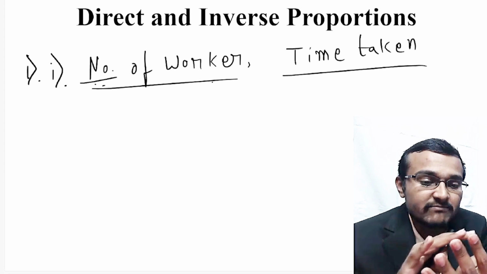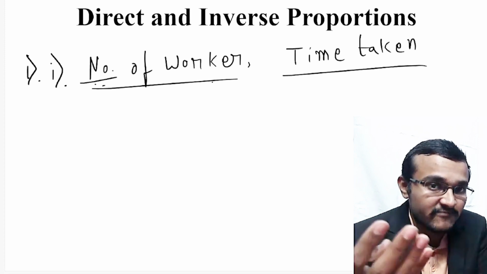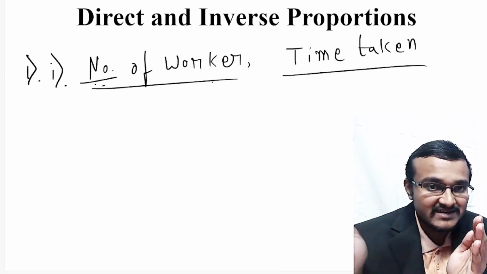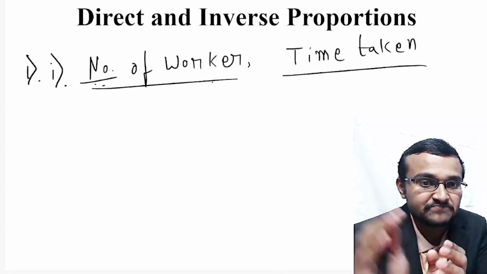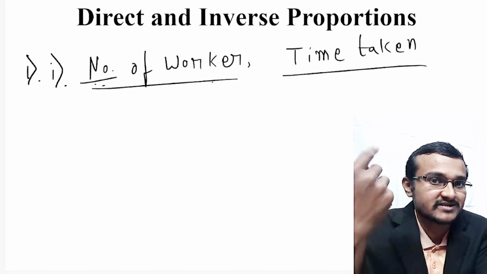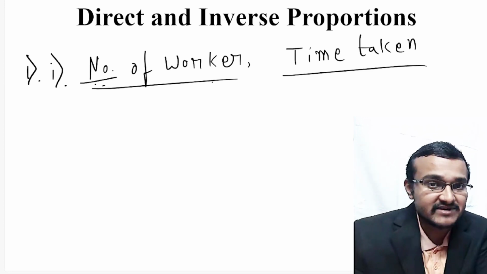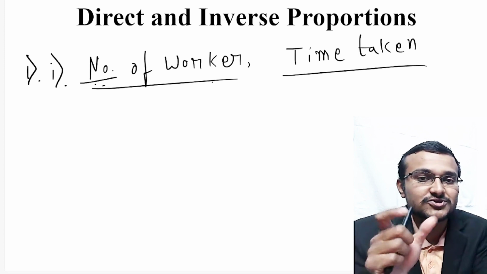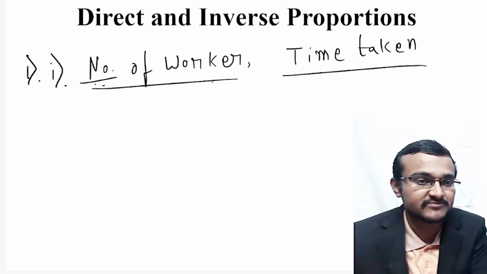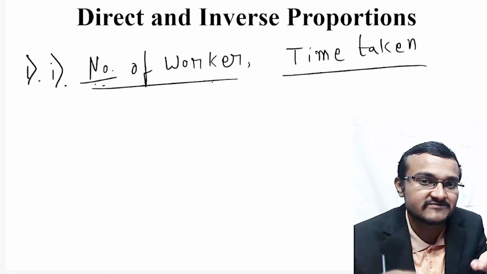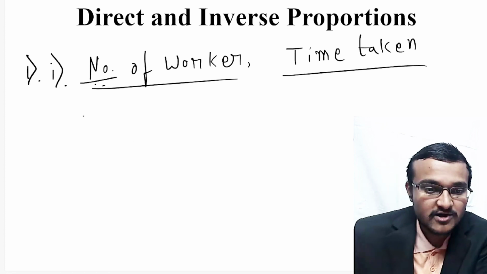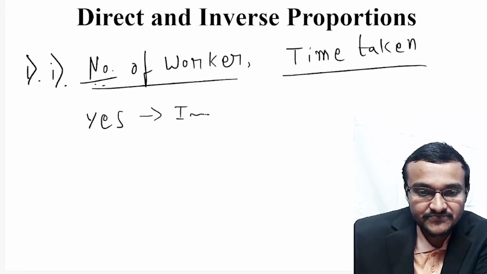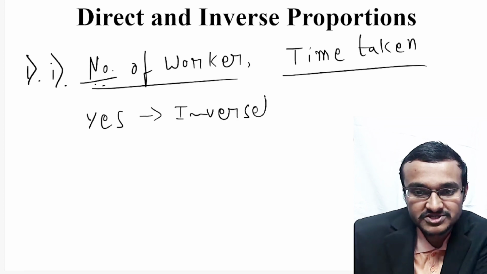Now if the number of workers is increased by another 4 people, that is, if 8 workers are there, then the same work can be done in much less time. So as the number of workers increases, the time taken to complete a particular job will go on reducing. So here also there is inverse proportionality, because one physical quantity is increasing and the other physical quantity is decreasing. So the first question is inversely proportional. Yes, it is inversely proportional.